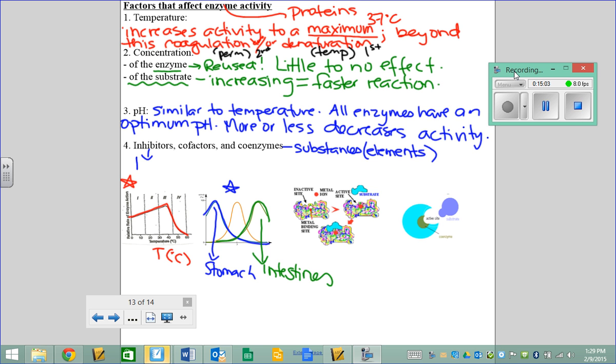Now, obviously, inhibitors will decrease activity. Cofactors and coenzymes increase. And you can sort of tell that just by the way the word is written. To inhibit something means to make it stop, not happen. And whenever you have the word co at the beginning of a word, like cooperate, it means that they're going to work together. So cofactors and coenzymes increase enzyme activity.